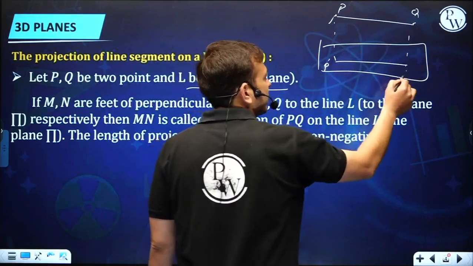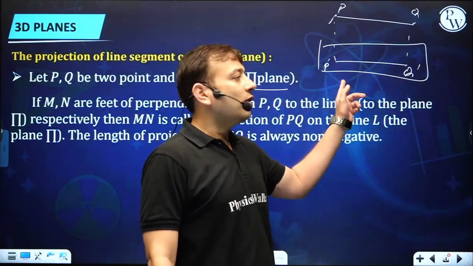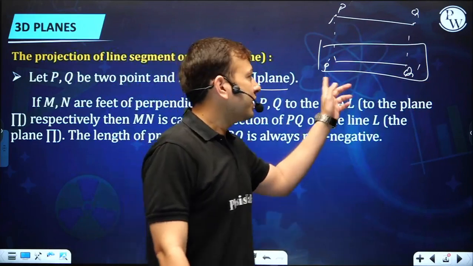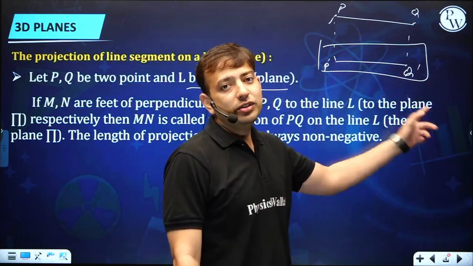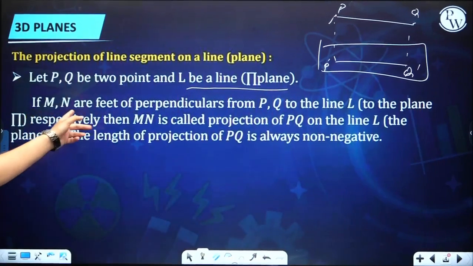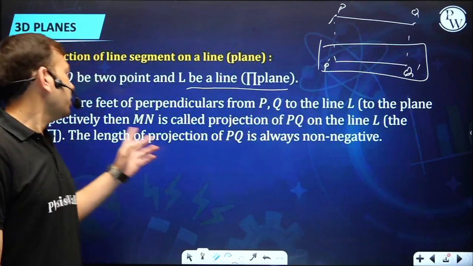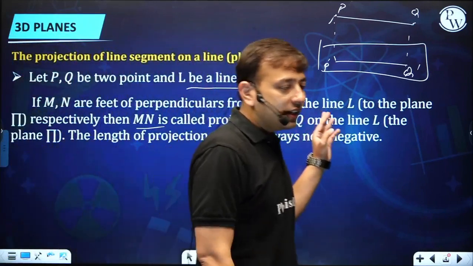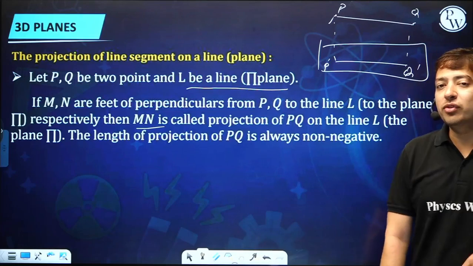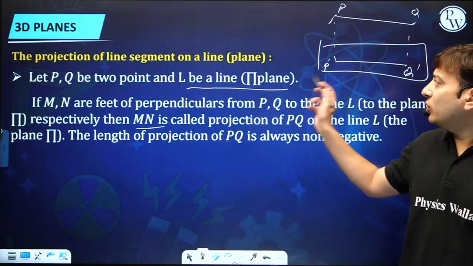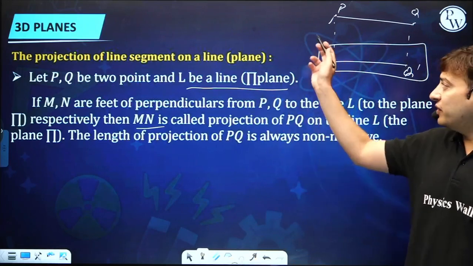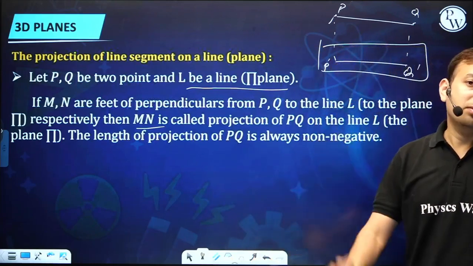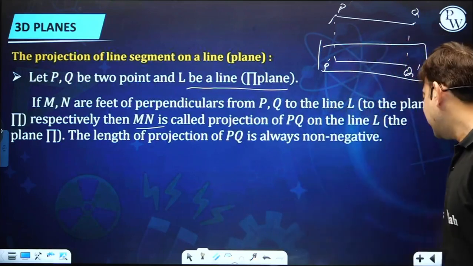Basically, what we do is find the foot of perpendicular of P on the plane or line, and the foot of perpendicular of Q on the plane or line, as P dash and Q dash. After finding these feet of perpendiculars, you need to apply the distance formula. If M and N are feet of perpendiculars from P and Q to the line or plane, then MN is called the projection of PQ on the line. As simple as that. Whatever we have learned in the basics of lines and planes, how to find the foot of perpendicular and the image, will help you find the projection of two points. First we find their feet of perpendiculars, and then apply the distance formula. That's it.